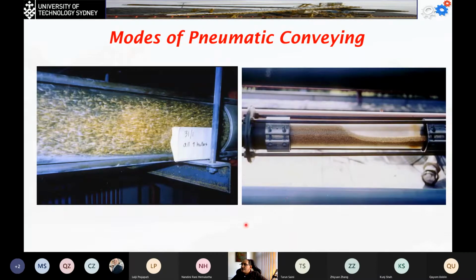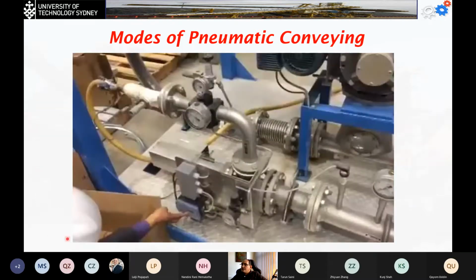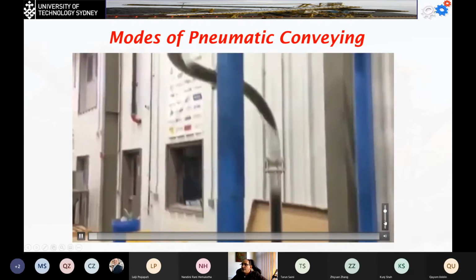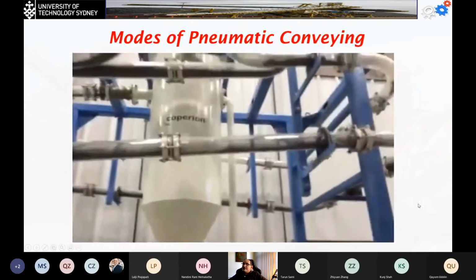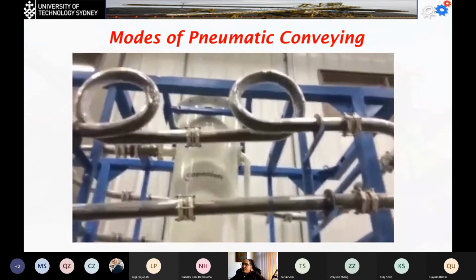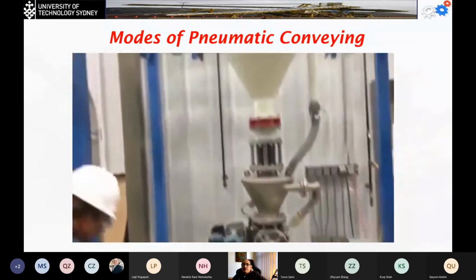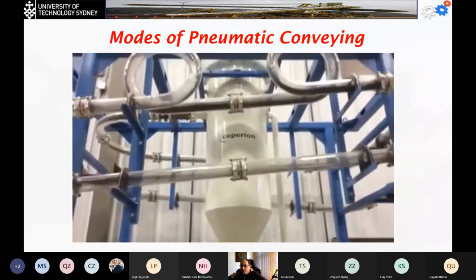These are different types. This will be almost zero type, because you can see that the particles are floating with more air density. This is experimental work showing different bends, different pipes, and different flow systems or flow modes.